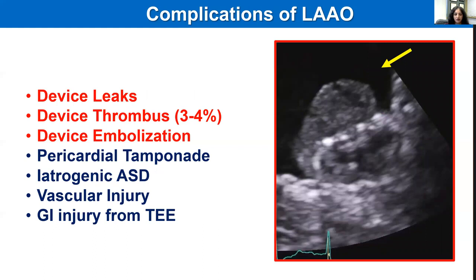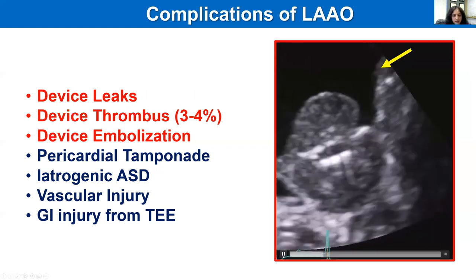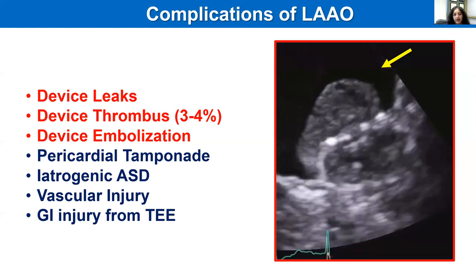So the complications of LAO closure are device leaks. And again, small ones we don't worry about as much. Device thrombus, which you can see here, occurs in 3 to 4% of patients. Device embolization usually occurs within the first 24 hours of the device. And there are plenty of things you can do in the cath lab to ensure stability before the device is deployed. And then all of the other complications that are really standard with transseptal access.